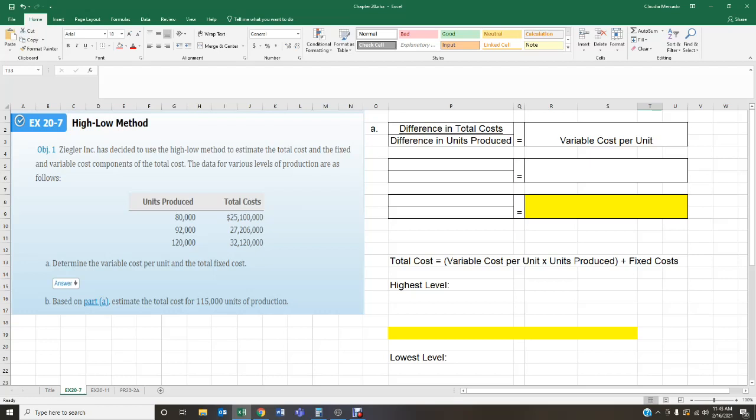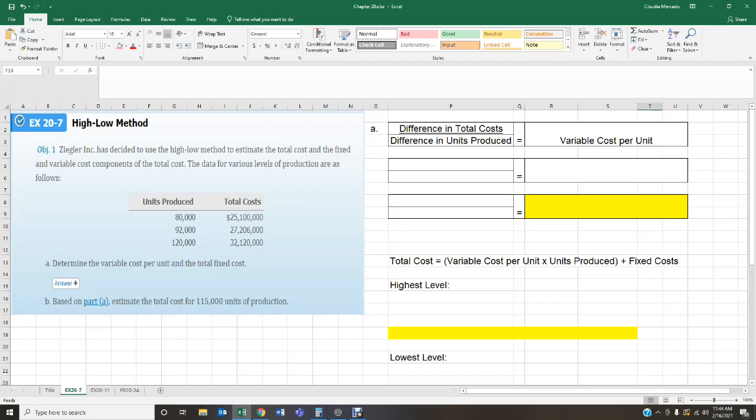They're asking us to determine the variable cost per unit and the total fixed cost. And then based on the information obtained in Part A, we have to estimate the total cost for 115,000 units of production. In this particular case, we are using the high-low method. In the high-low method, we have to identify the activity that produces the highest level and the lowest level, and then using that information we can perform our calculations.